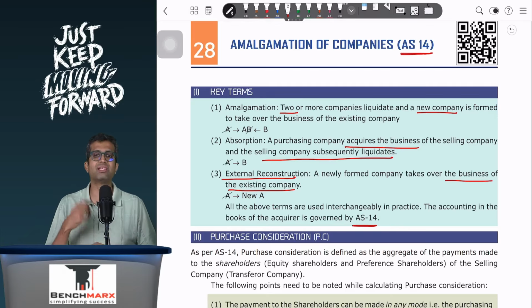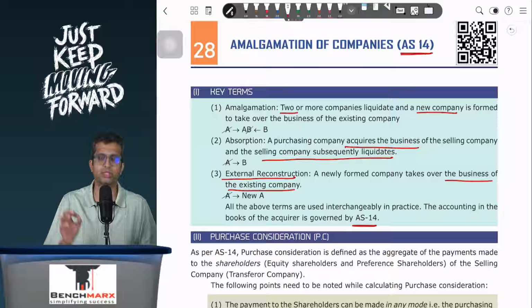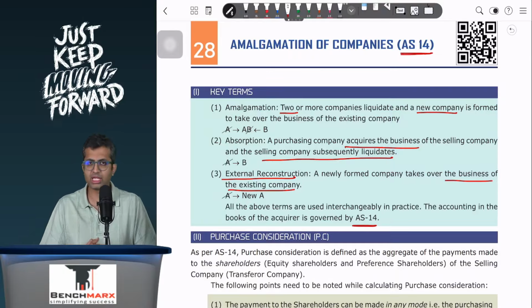So whatever it is paying to the owners of the selling company, it can pay in whatever form. It can pay in the form of cash, in the form of shares, in the form of bonds. It can be paying in any form. The payment to the owners of the selling company is called a purchase consideration. That is the first step in acquisition accounting.